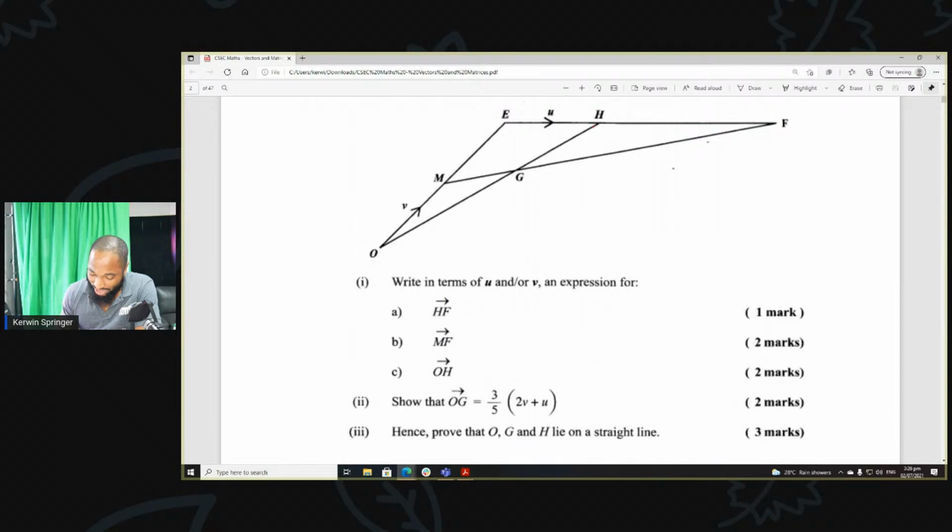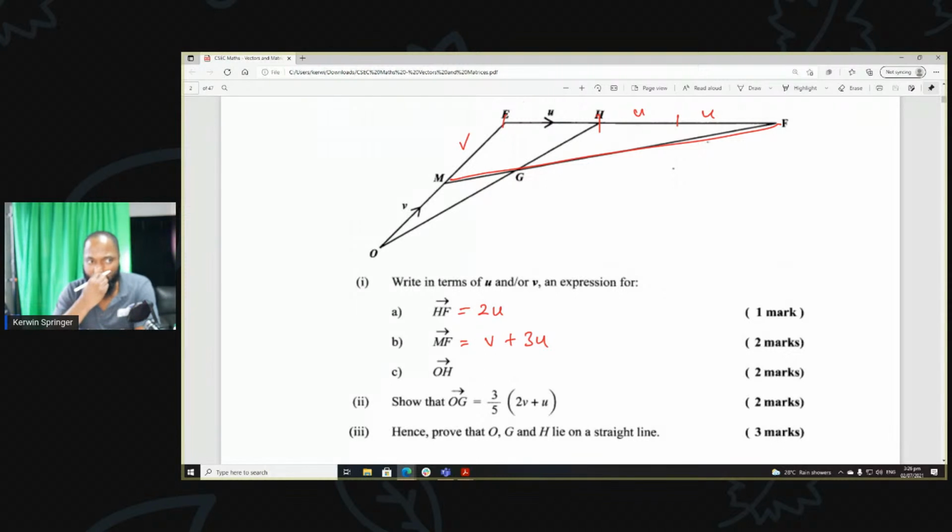HF, they said this was split into 3 like this. So HF is really easy to see as 2U, because the other 2U's go there. MF, where F is: there's a U here, there's a U there, and there's a U there. 3U's this way. And there's a V here because M is the midpoint. So V plus 3U.